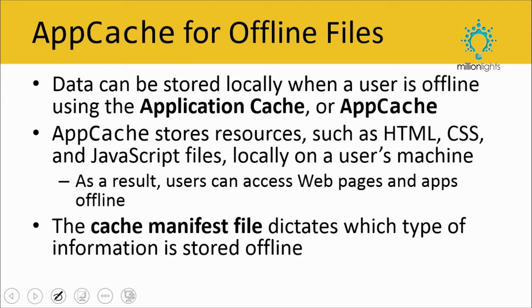And finally, the cache manifest file within the AppCache API, the application cache API, is going to dictate which type of information is stored offline. That cache manifest file is really just a file that includes a list of all of the different files that are supposed to be stored when a user goes offline. So everything that's in that manifest is going to just stay right on your computer after you lose internet connectivity.